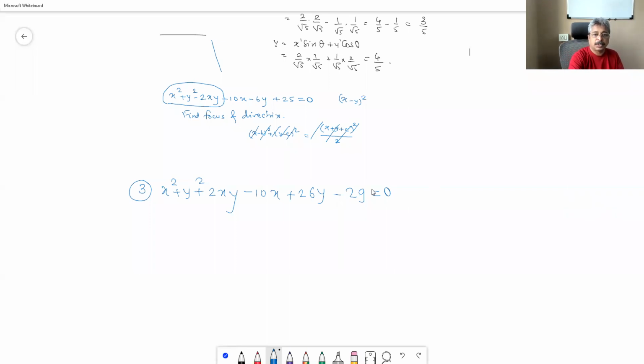Okay, so the answer for the earlier question: focus was (3,2) and directrix was x plus y equals 1. The new problem is x square plus y square plus 2xy minus 10x plus 26y minus 29 is equal to 0. Find the focus and directrix.